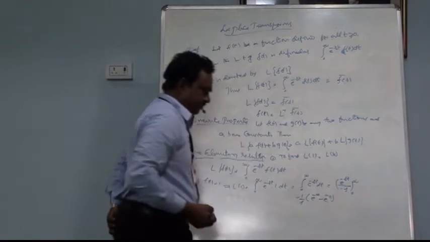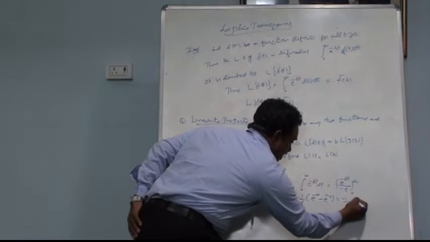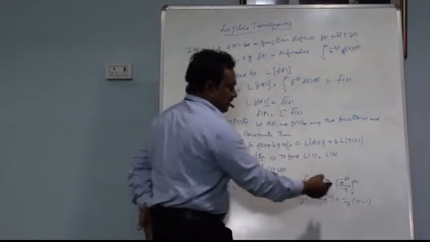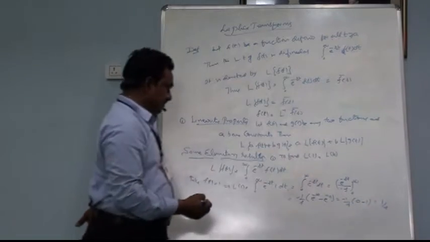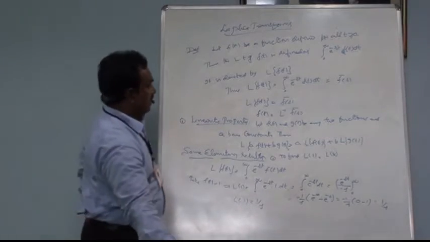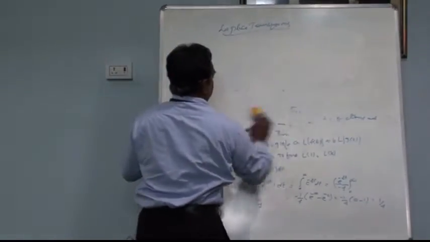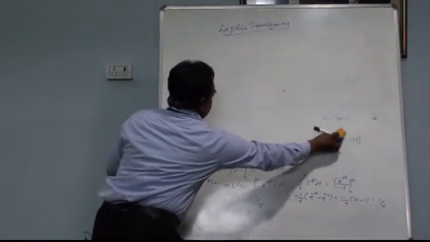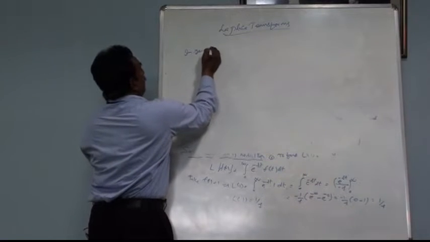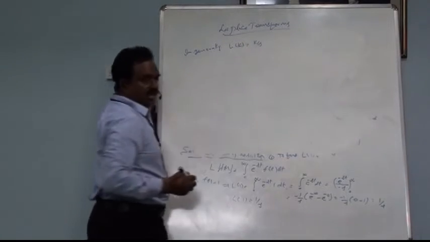e power minus infinity minus e power minus s. After simplifying this, you will get minus 1 by s, e power minus infinity is 0, this is minus 1. So this is nothing but 1 by s. Thus, we get L of 1 is equal to 1 by s. This is the result. Similarly, in general, we can write L of k is equal to k by s.